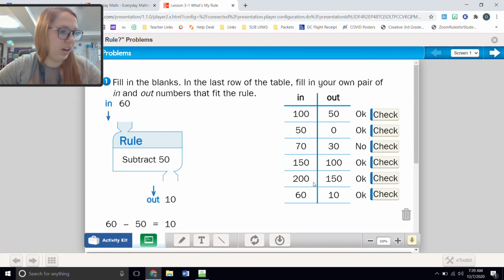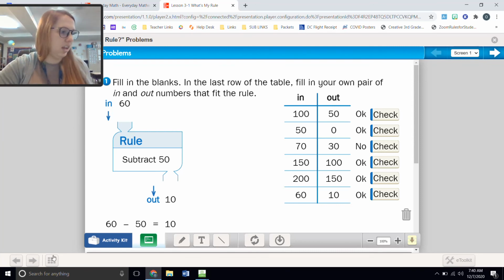All right, you are going to go through and work on numbers 1 through 6. In number 1, you need to solve the output numbers. In number 2, you need to solve the rule. In number 3, you need to solve the output numbers. In number 4, you need to find the input numbers. For number 5, you need to find the rule and the missing numbers in the input and output. And then for number 6, you get to create your own. So you need to complete numbers 1 through 6 on page 65.